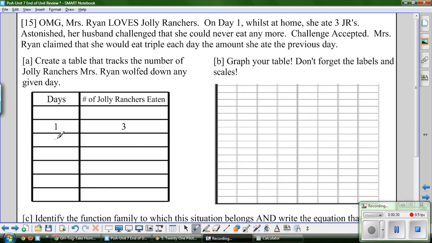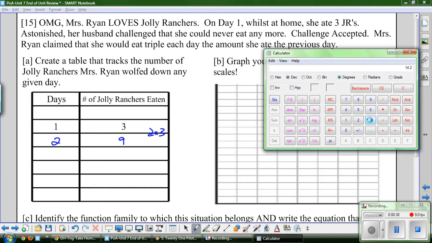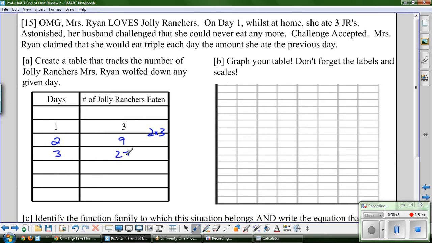Fair enough. That means on day 2, if she tripled it, that means times 3. So that's going to be 9. Mrs. Ryan, that's a lot of freaking Jolly Ranchers. But it gets worse. If I take that, multiply by 3, get 9. Now I'm at day 3, and I'm at 27.